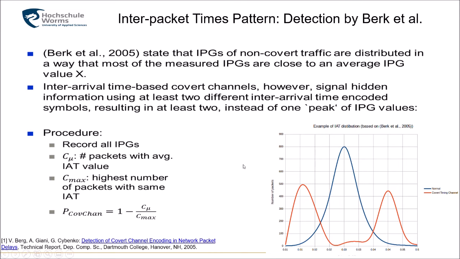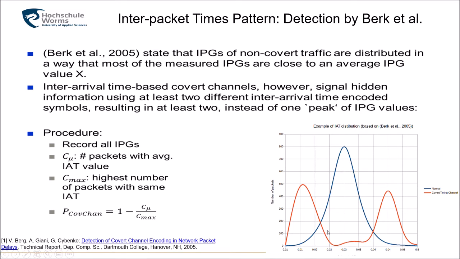The procedure to detect such covert channels is as follows. We first record all the interpacket gaps for each flow. Then we calculate the number of packets with an average inter-arrival time value. Sorry for mixing IPG and IIT here, because a few years ago I always used IIT and I just cannot edit this slide anymore for some reason. So IPG and IIT is the same. And we also count the highest number of packets with the same IIT.